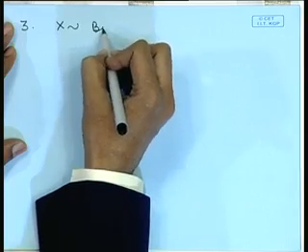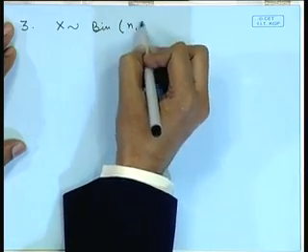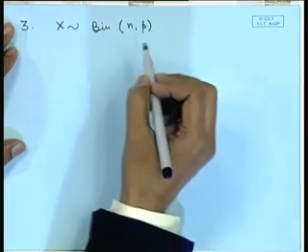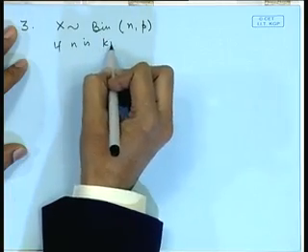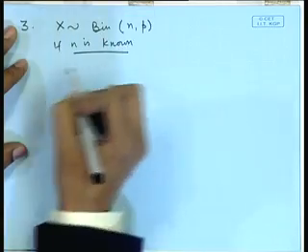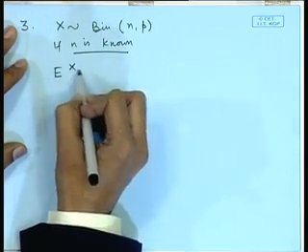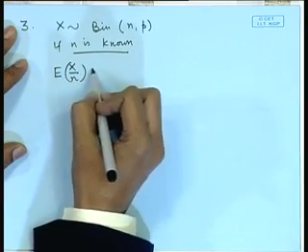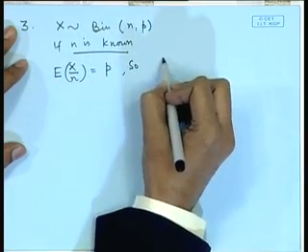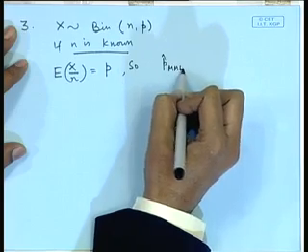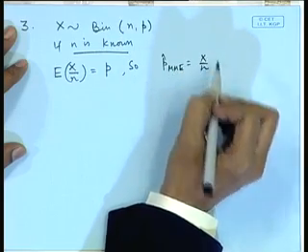Let us consider, say, X following Binomial(n, p). Now, if n is known, then you have expectation of X by n is equal to p. So, p hat MME is simply X by n.